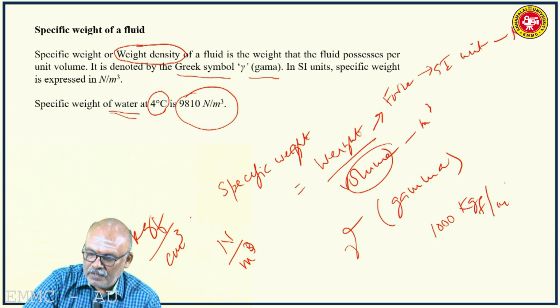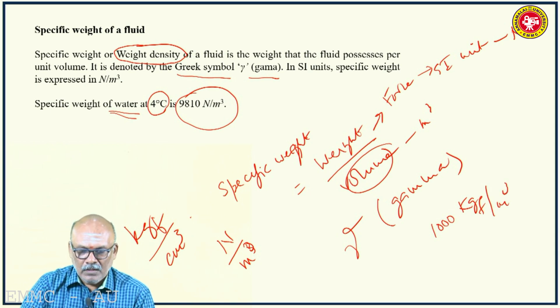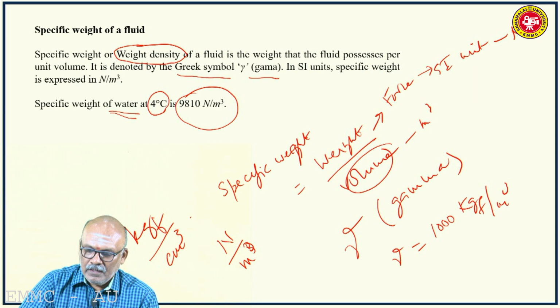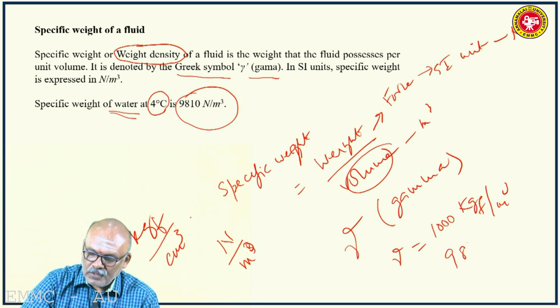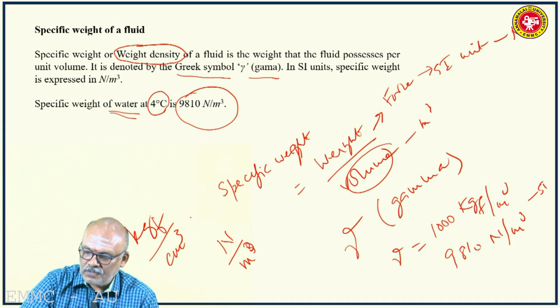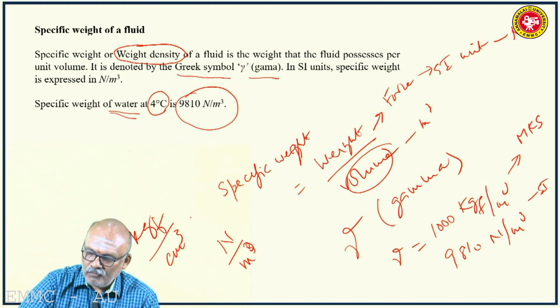Kilogram force, here it is kilogram force. So the specific weight of water in SI unit is 9810 Newton per meter cube, whereas in the MKS system, meter kilogram second, it is 1000 kilogram force per meter cube.